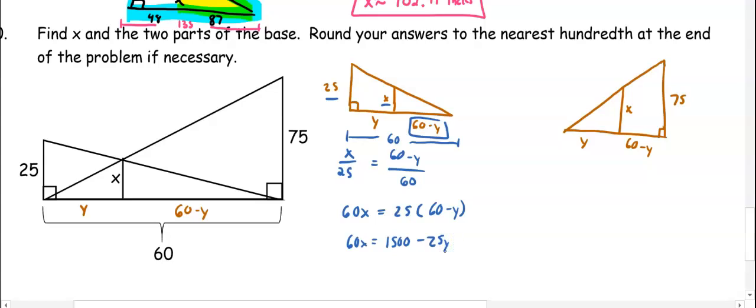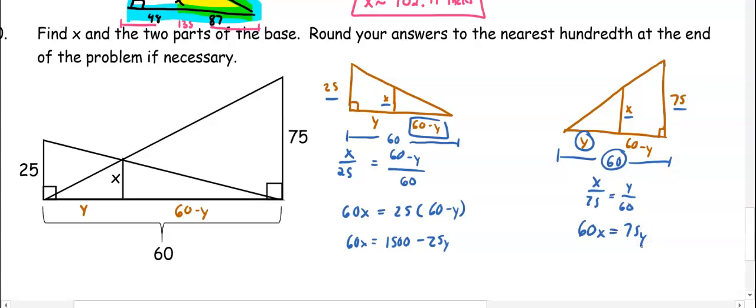And I'm going to stop. Then I look at the other problem. We have x over 75 equals y over the whole side length, which is 60. So we get 60x equals 75y.